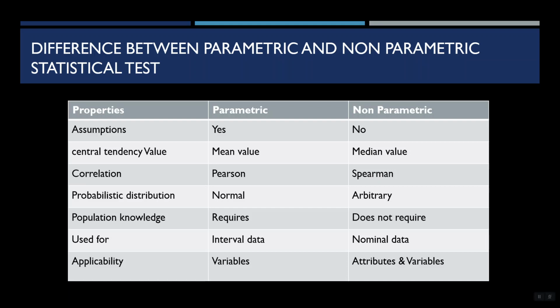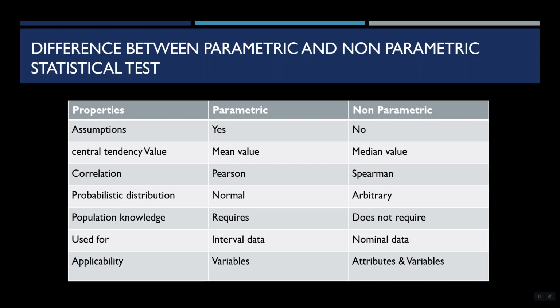Pearson's correlation is applied in case we want to test the relationship between the variables for a parametric test, while we use Spearman correlation for a non-parametric test. Now the data for a parametric test should be normally distributed while it is arbitrary for a non-parametric test. Next, the population measures are required for parametric tests while there is no need for this in case of non-parametric tests. Parametric tests are used for interval data, while for nominal and ordinal variables we use a non-parametric test.